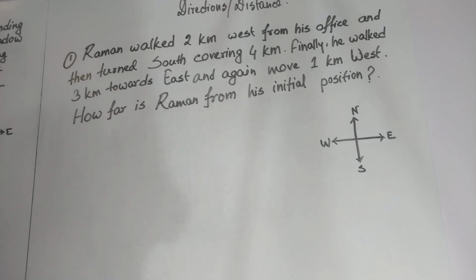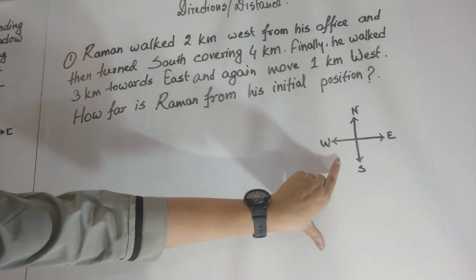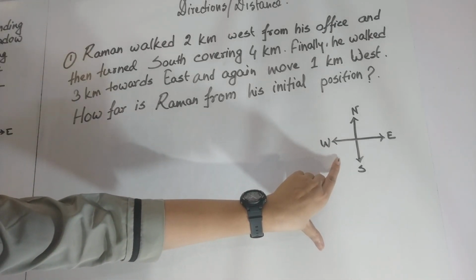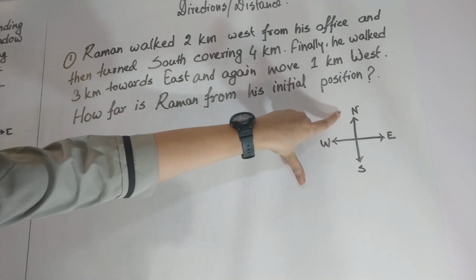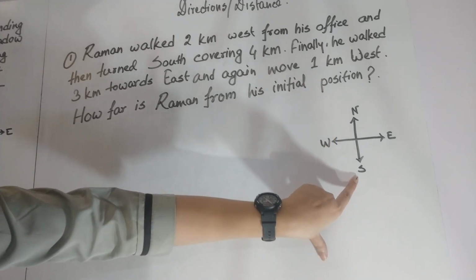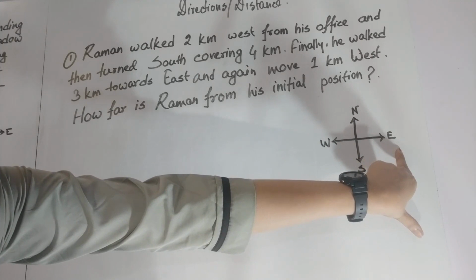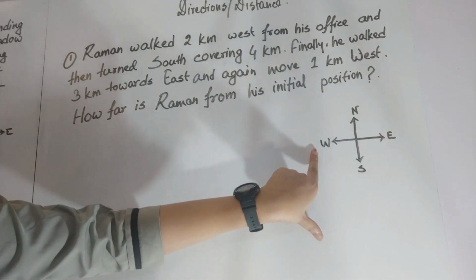To solve any problems on directions and distance, we need to know about this diagram. This is very common, I think we all know about it. The upper part is north, lower part is south. This one east, right hand side, and this one is left.